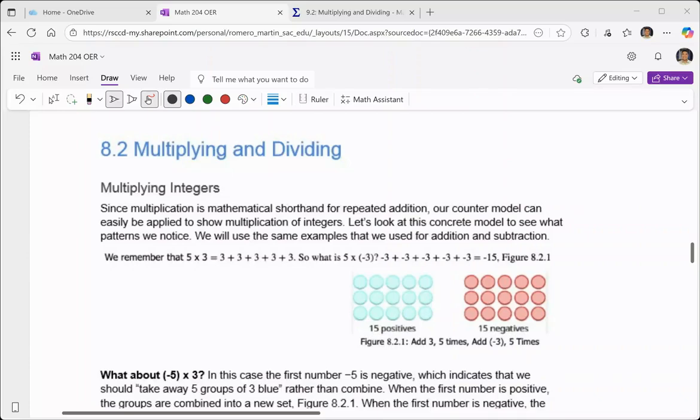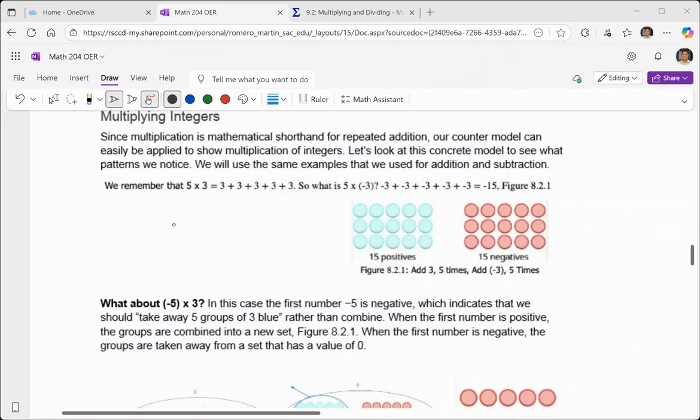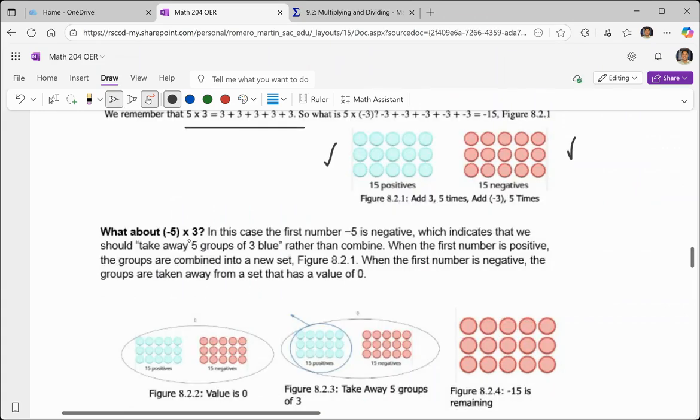All right, let's take a look at multiplying and dividing negative numbers, especially this idea of why a negative times a negative equals a positive. Well, first, let's think about multiplication. Remember, multiplication can be seen as repeated addition. So 5 times 3 is 3 plus 3, five times. How about 5 times negative 3? Well, that's negative 3 five times. So using our counter or chip model, we could see that a positive times a negative will be a negative. What about negative 5 times 3?